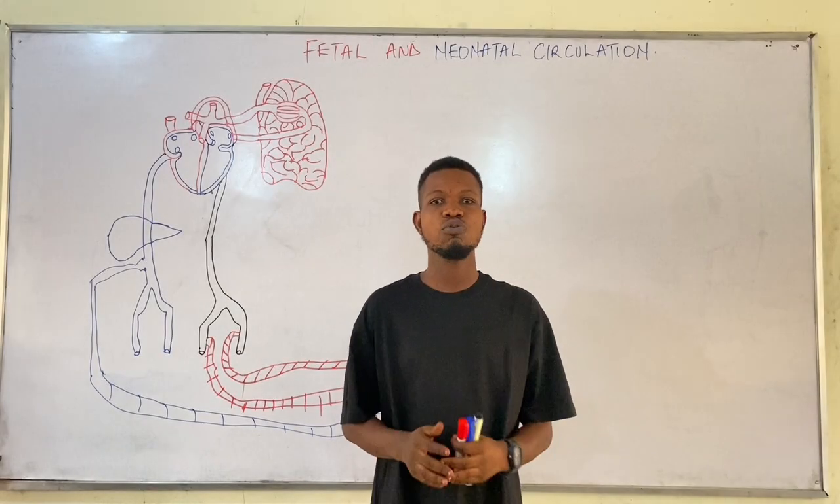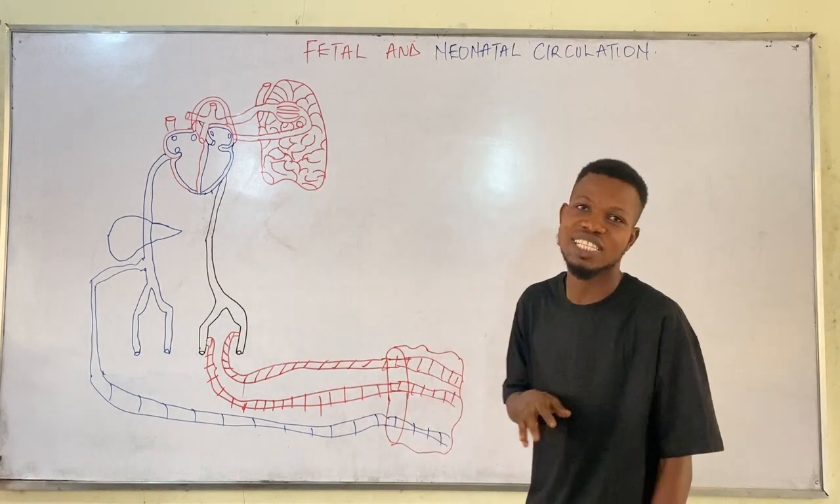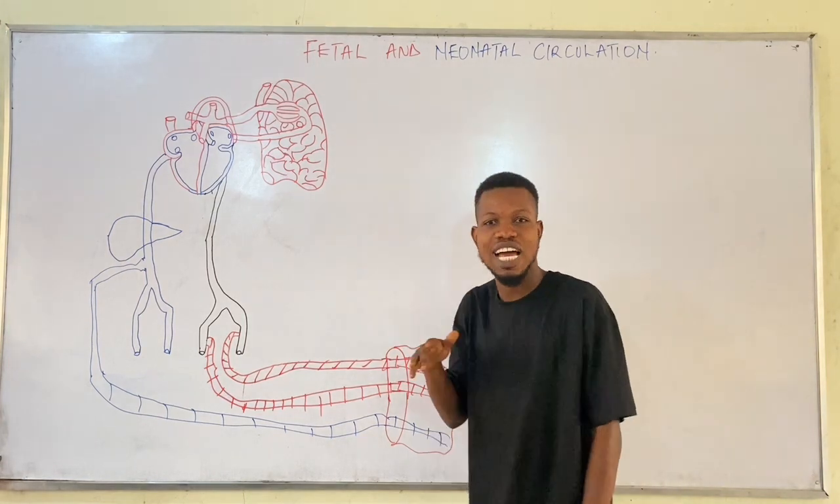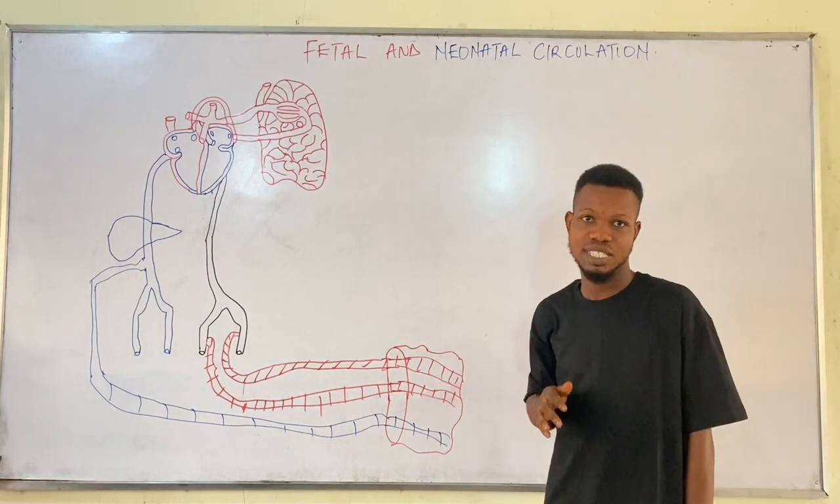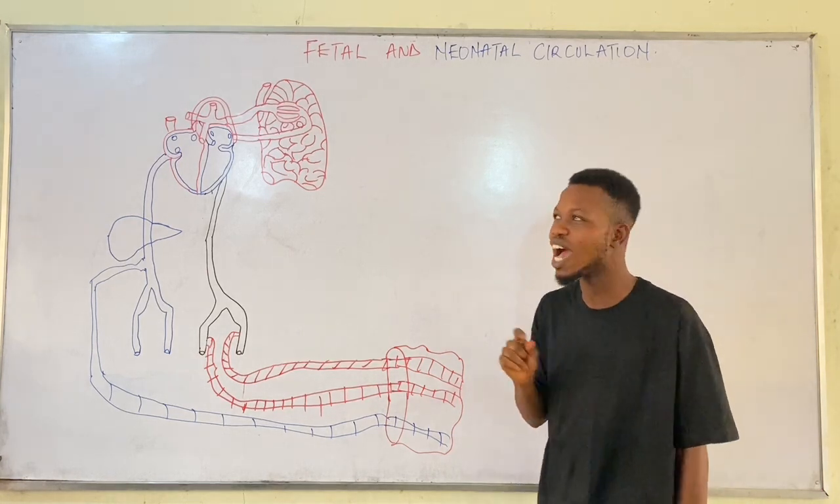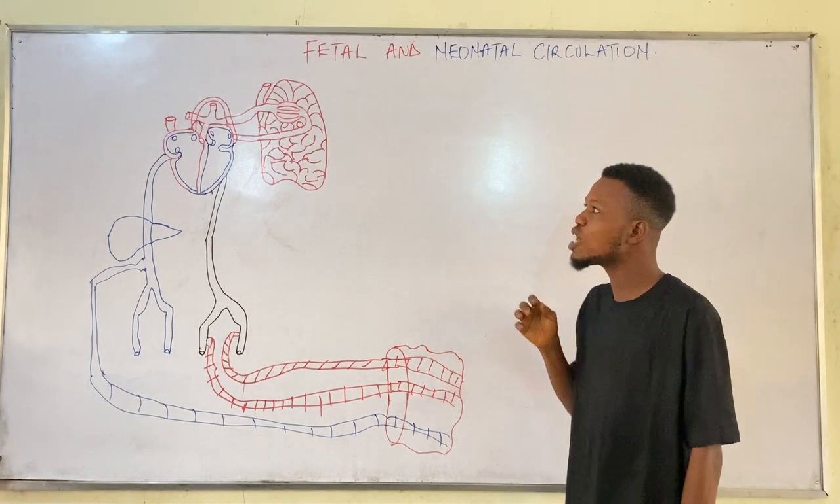Hello, it's Arterial Waymind. Now in this video we want to look at fetal and neonatal circulation. We want to look at circulation before birth and circulation at birth. That's what we want to look at. So we want to look at circulation occurring in the womb of the mother and circulation after the baby has been given birth to. So that is what we want to look at.